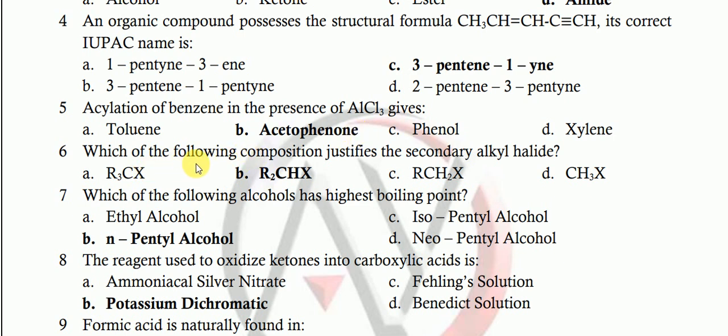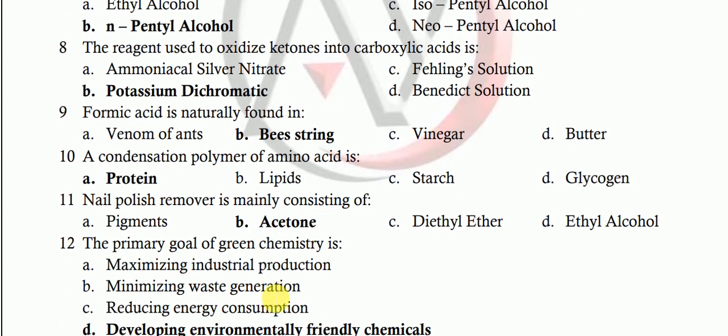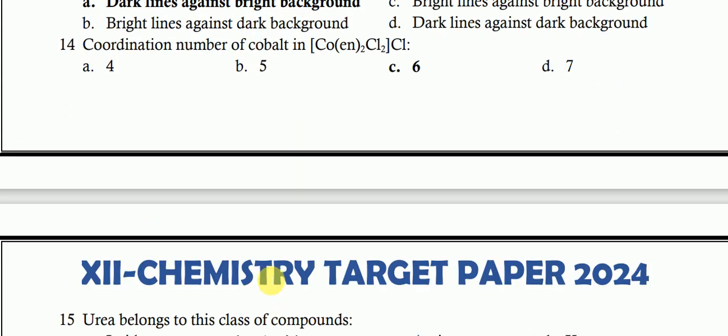Which of the following compositions justifies the secondary alkyl halide? So here it is, R2CHX. Which of the following alcohols has the highest boiling point? N-pentyl alcohol has the highest boiling point. The reagent used to oxidize ketones into carboxylic acids is potassium dichromate.